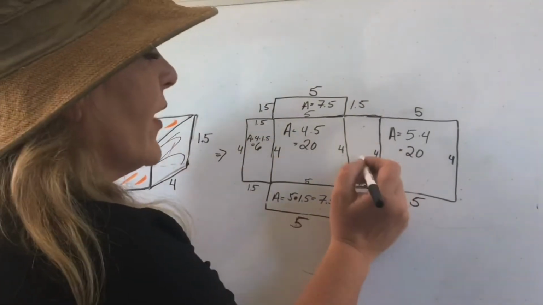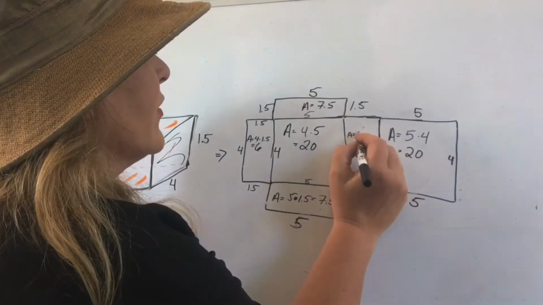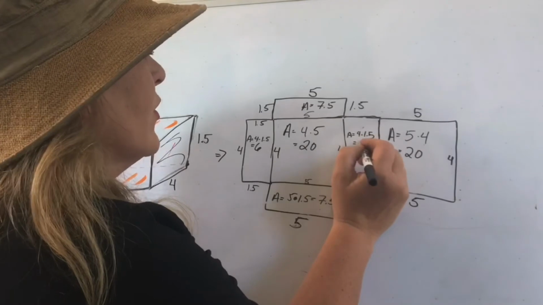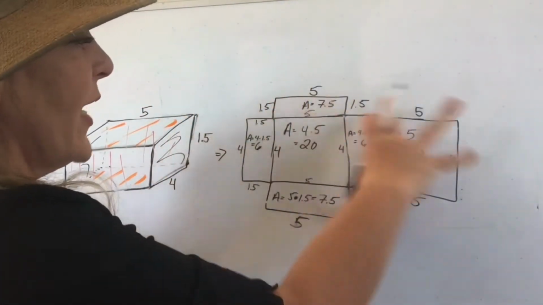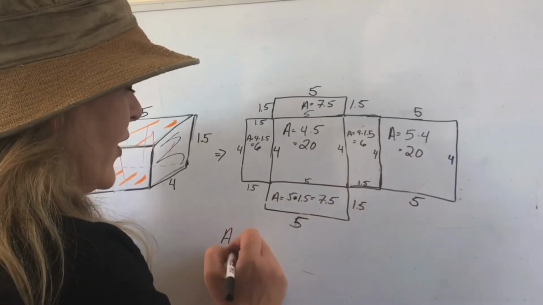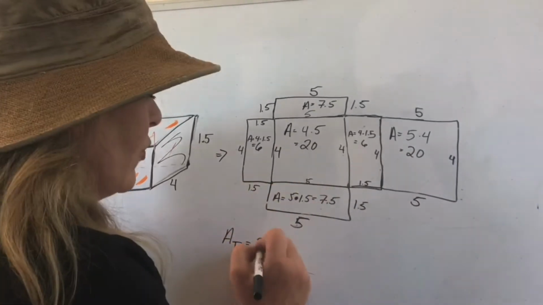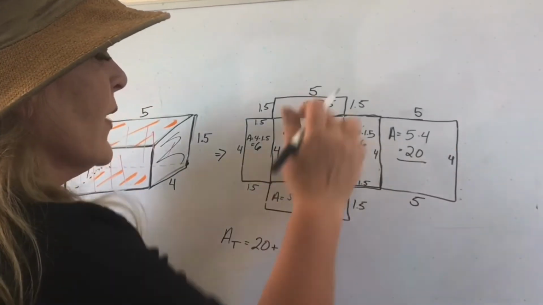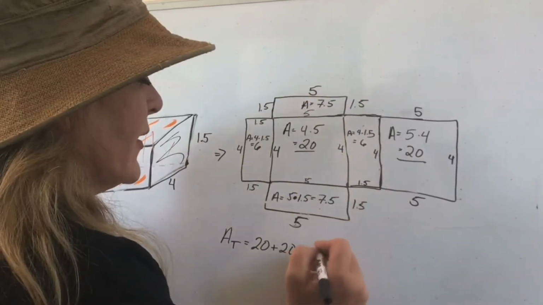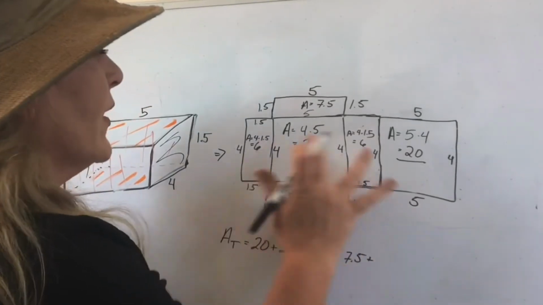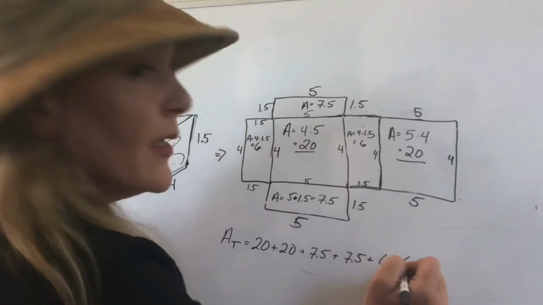Oh, I'm sorry, I forgot this one. The area here as well is 4 times 1.5, okay, which is 6. Now I just take into account all the different units. I have this area of the two sides here, so area total is going to be 20 plus 20. So I took care of these two. Let's do the top and bottom, plus 7.5 plus 7.5 plus these two sides, plus 6 plus 6.